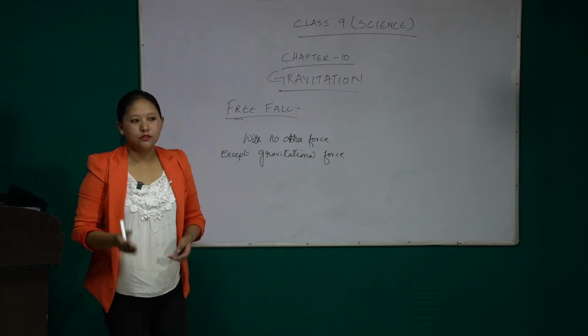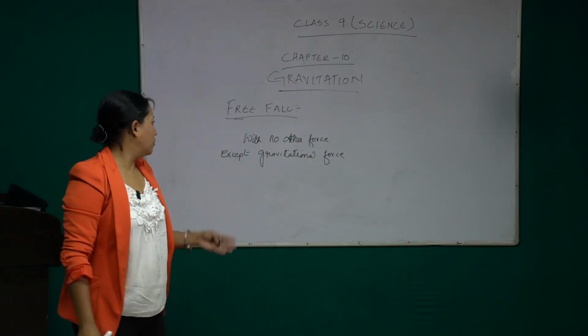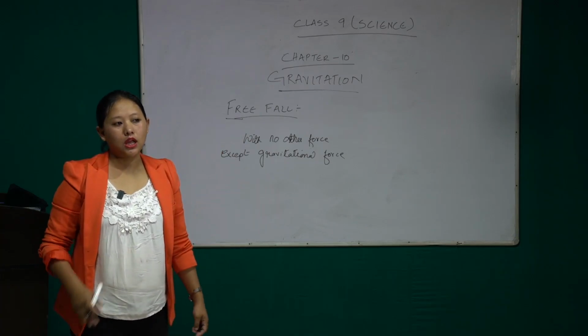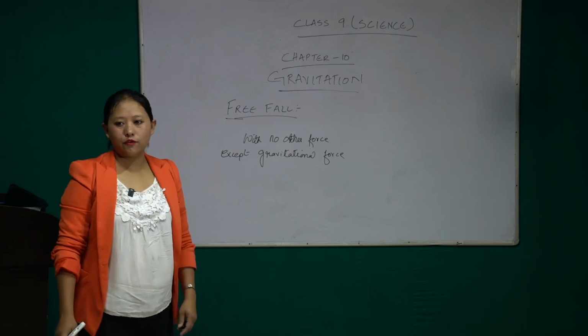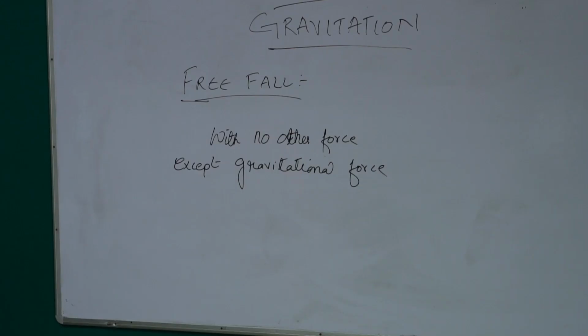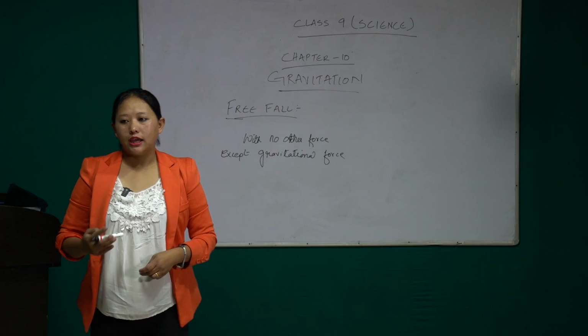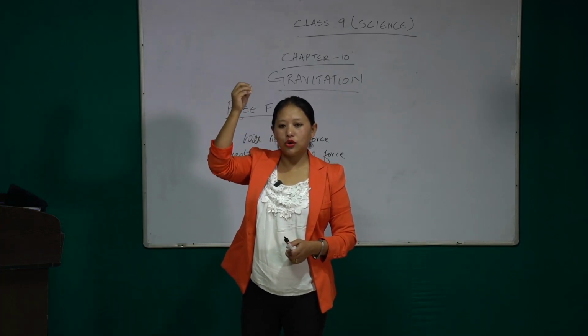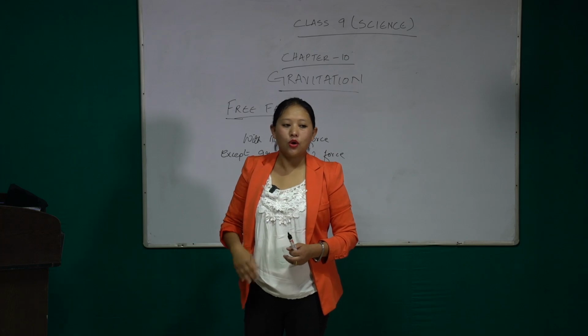So whenever an object is falling on the ground with no other force acting on the body except the gravitational force of the earth, then we can say it is free fall. That means in this case, there is no other force acting on the object except the gravitational force of the earth. Again, another question here is, as the stone keeps falling towards the ground, what do you think?